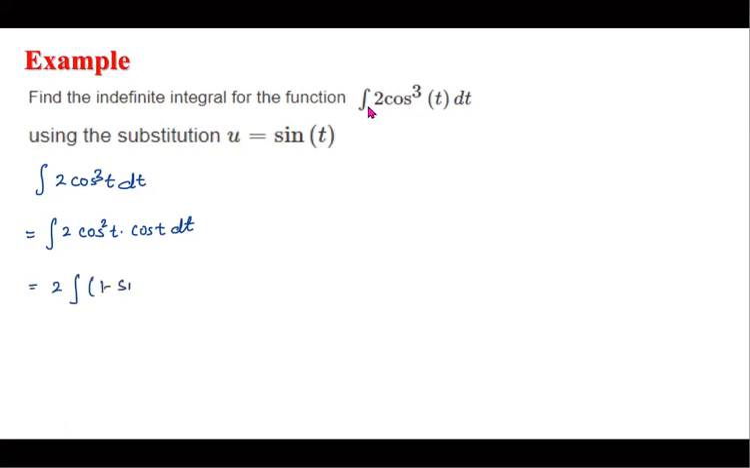Cosine squared is 1 minus sine squared t times cosine t dt. Now we are ready for U substitution, because you can see that if we consider U as a sine, okay, if we consider U as the sine, then the derivative of sine will be cosine t, which is here. So what I mean by that is, let's see, let me write here.